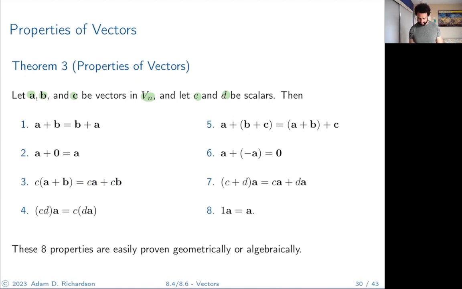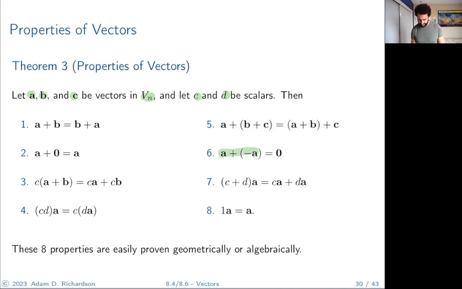Then up here, vector addition is also associative. So if you want to add the two vectors b plus c first and then add the vector a, that's the same as adding a plus b first and then adding the vector c. So associativity holds for vector sums as well.